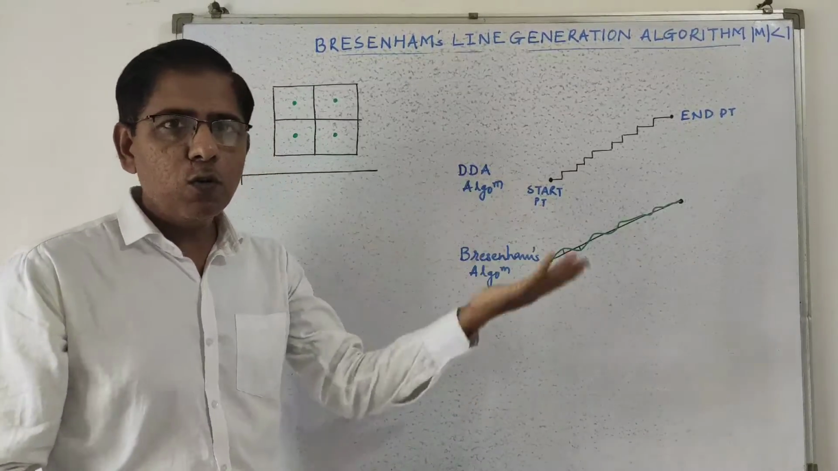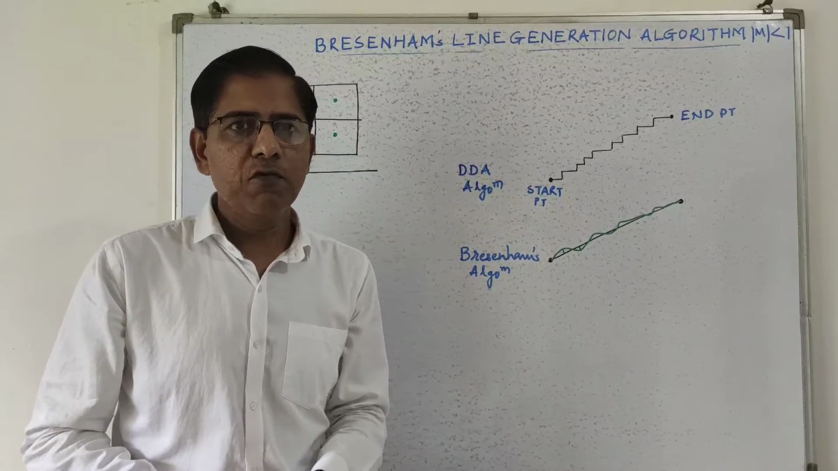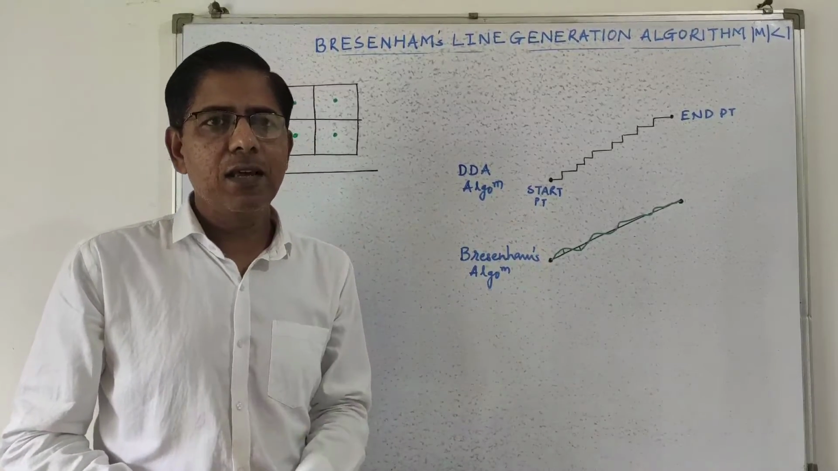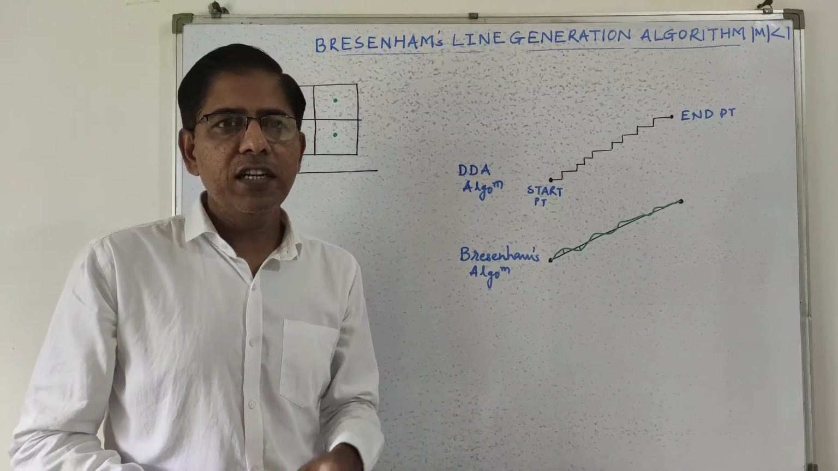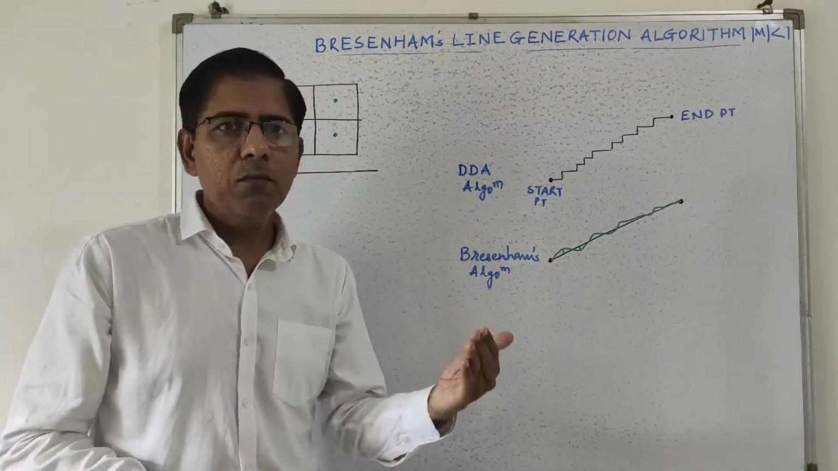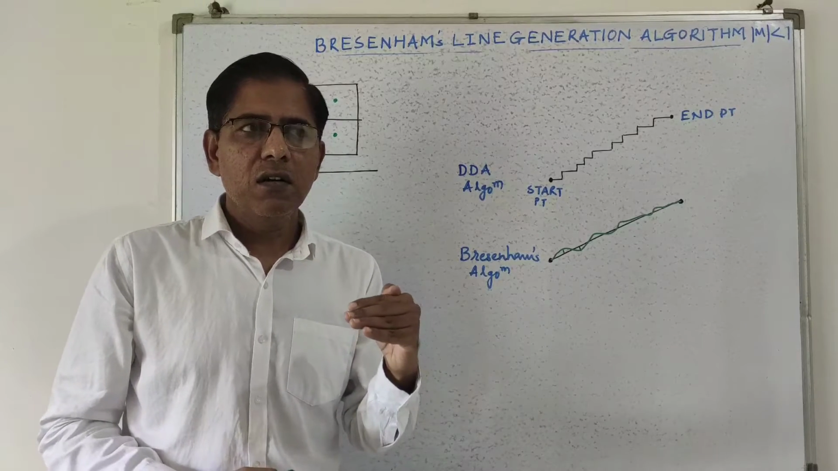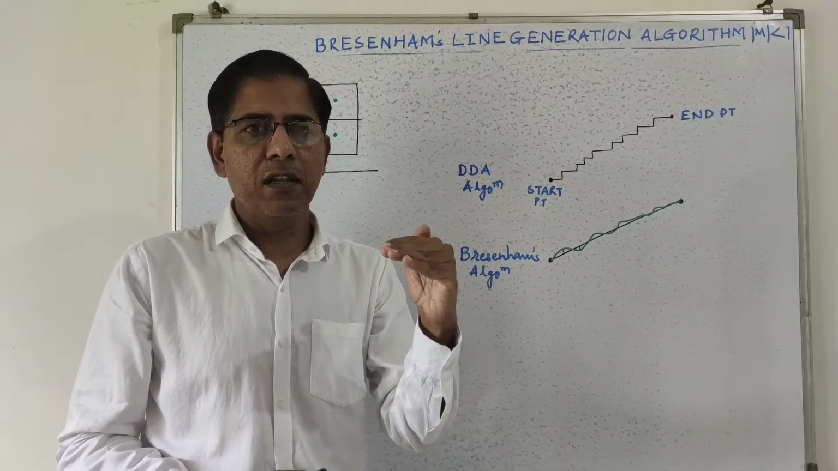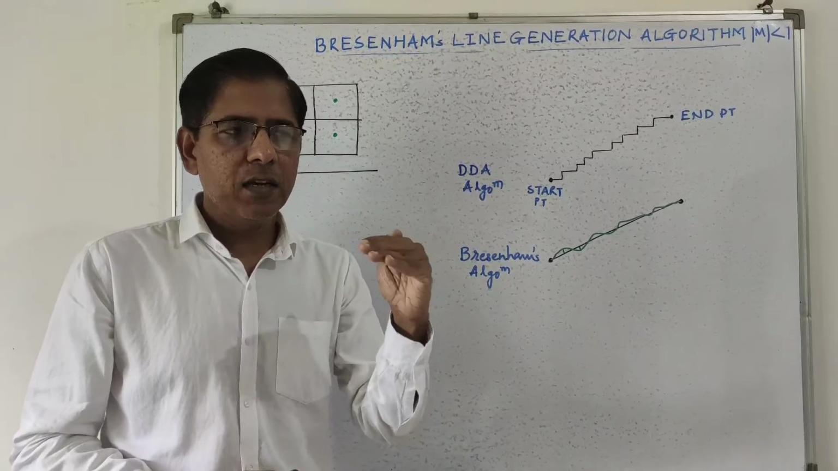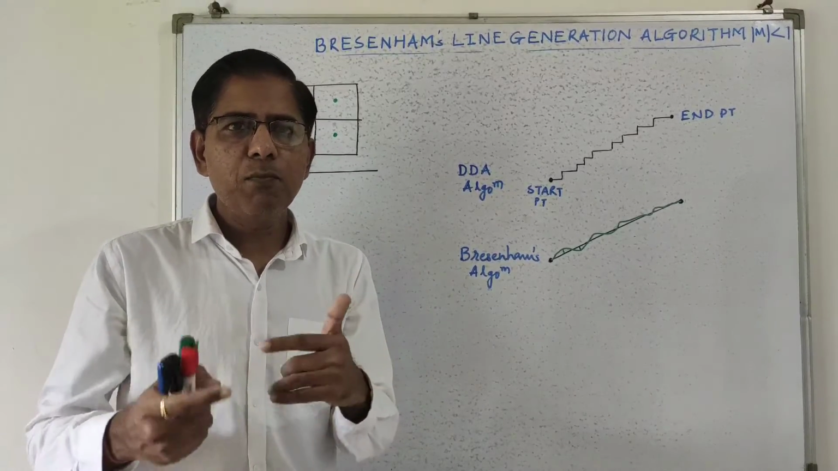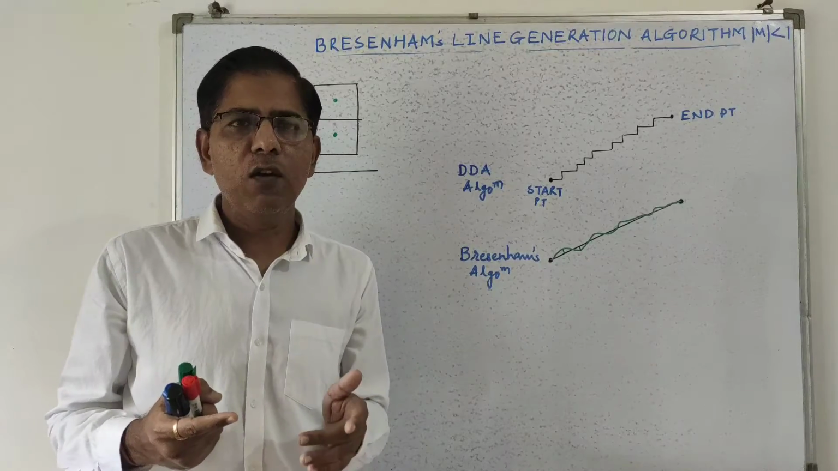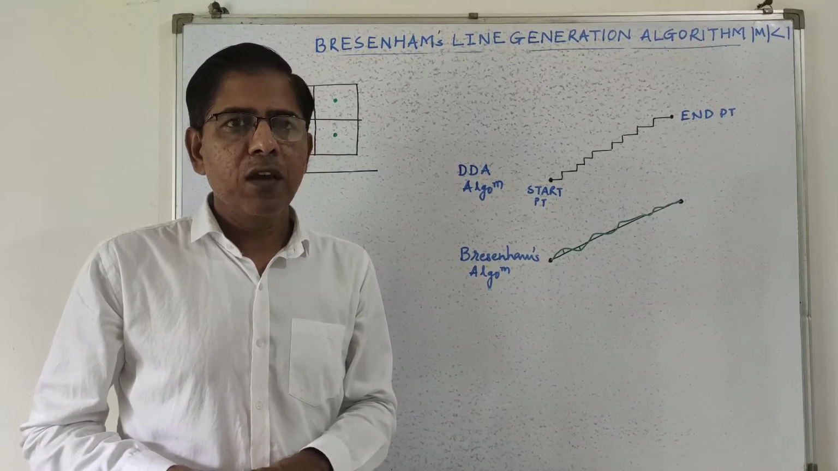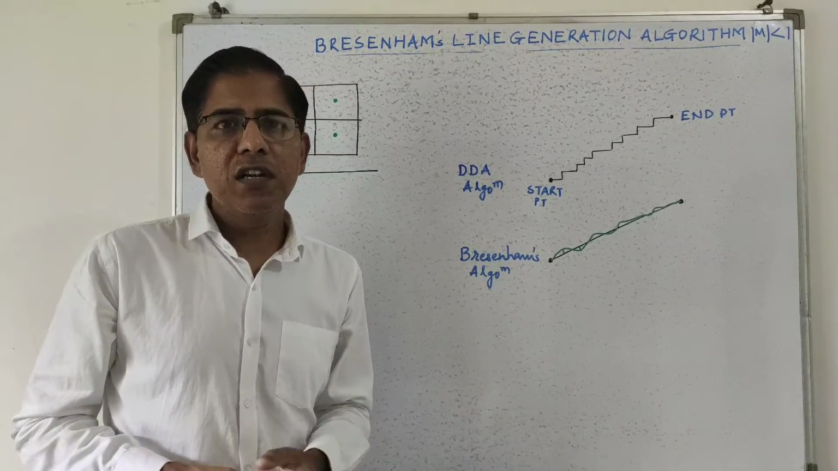Now before moving on to Bresenham's line generation algorithm, first we'll see what is the difference between DD algorithm and Bresenham's algorithm. In the last video we have seen DD algorithm. In DD algorithm we calculate the x increment value and y increment value at the start of plotting pixel, and once we calculate x increment and y increment value, then we just keep on adding x increment and y increment to the value of x and y, and then we complete our iteration. Whereas Bresenham algorithm works in a different way.